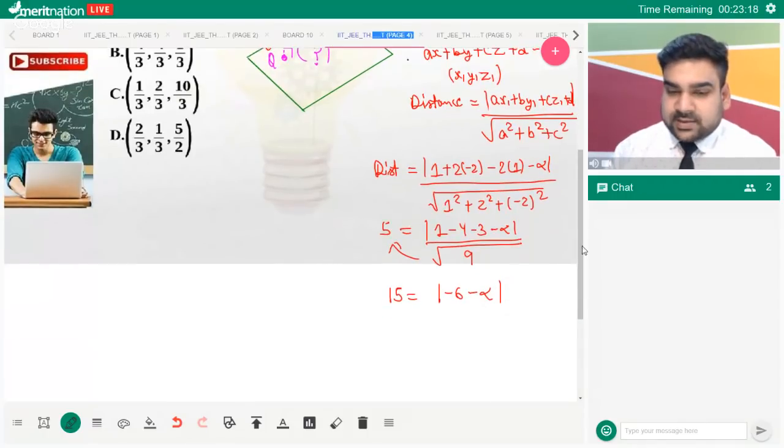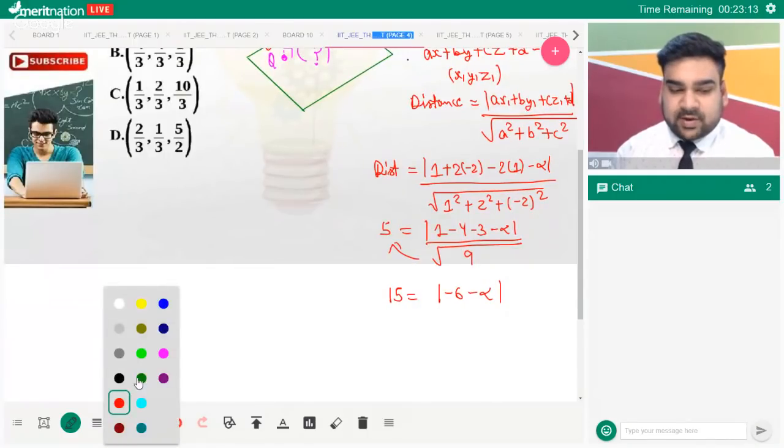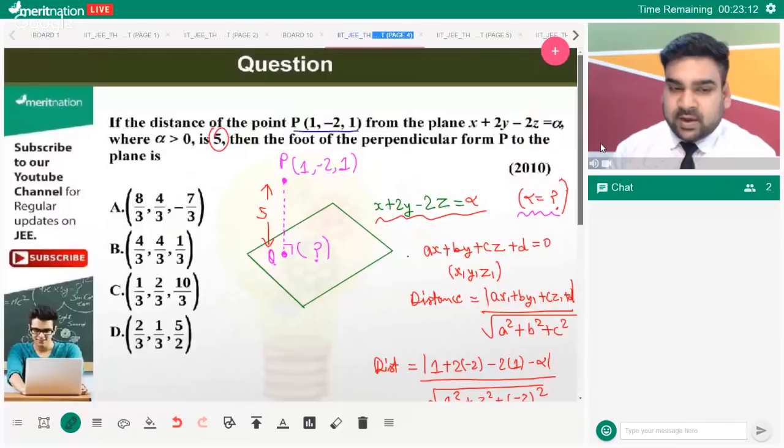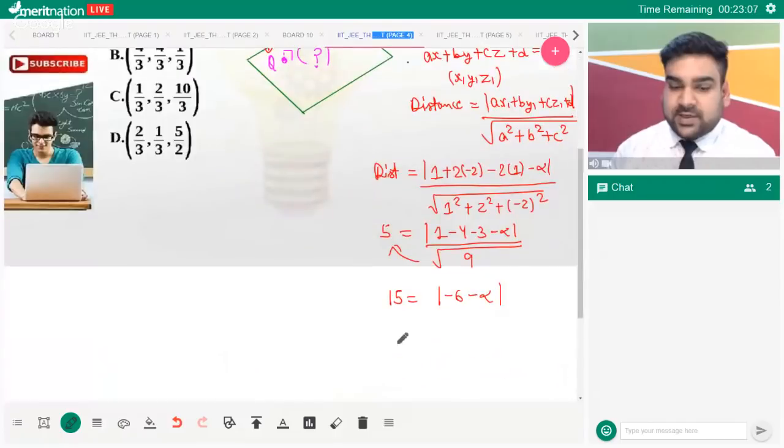And since there is a modulus over here, this quantity is supposed to be positive. And one more thing which is known to us, that alpha is greater than 0. Alpha is a positive value. So minus 6 minus alpha could be equal to plus 15. Minus 6 minus alpha could be equal to what? Minus 15. If minus 6 minus alpha is equal to plus 15.